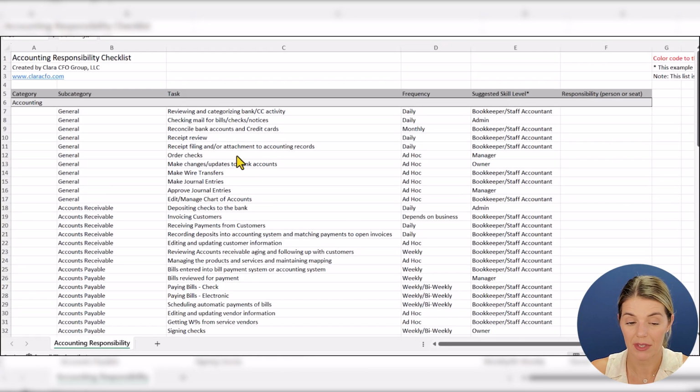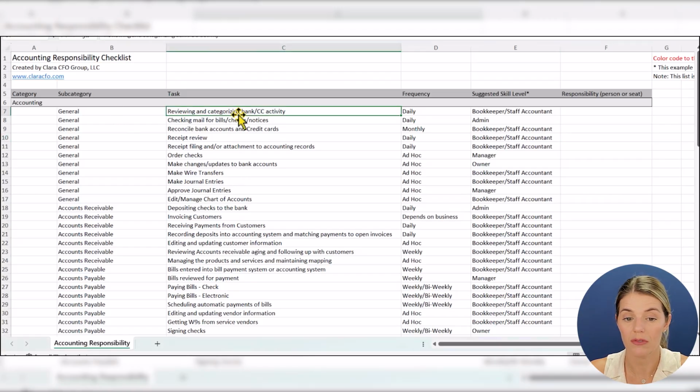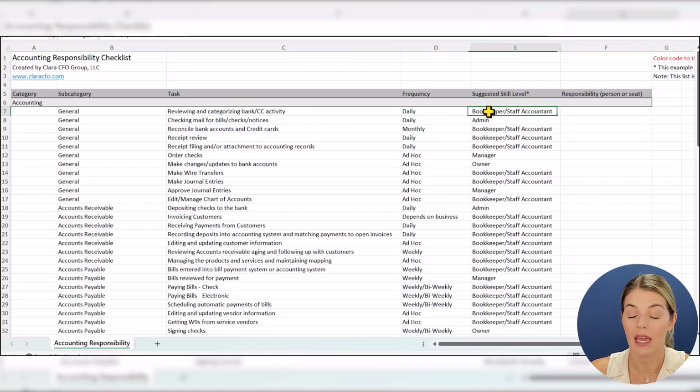I'm not going to read every single thing here, but we have some general stuff, just things like reviewing and categorizing the bank and credit card activity. That can happen daily, and that can be done by a bookkeeper or a staff accountant. Sometimes even an admin person is trained to do this, but this is just a suggested skill level.